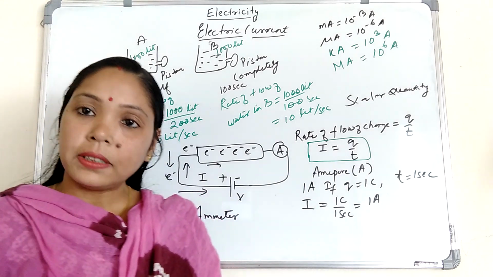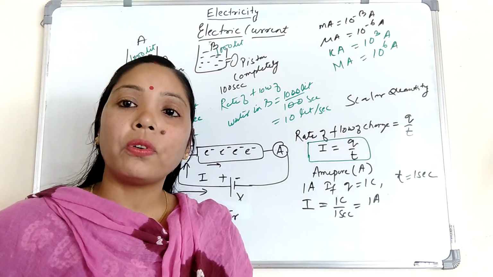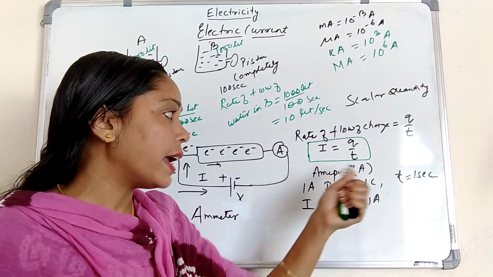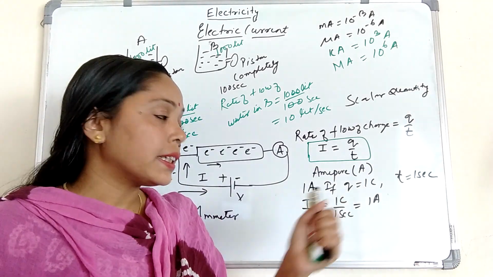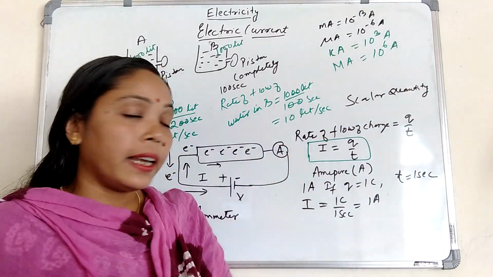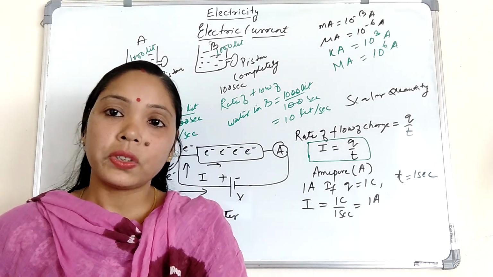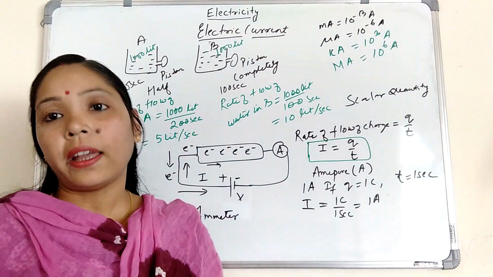So what have we learned today? Electric current is the rate of flow of charge, that is I equal to Q by T. The SI unit is ampere. It is a scalar quantity and we can measure the electric current by an instrument called an ammeter.